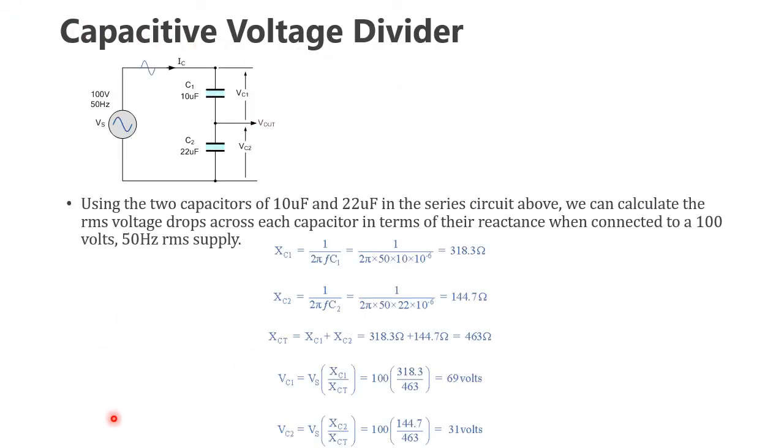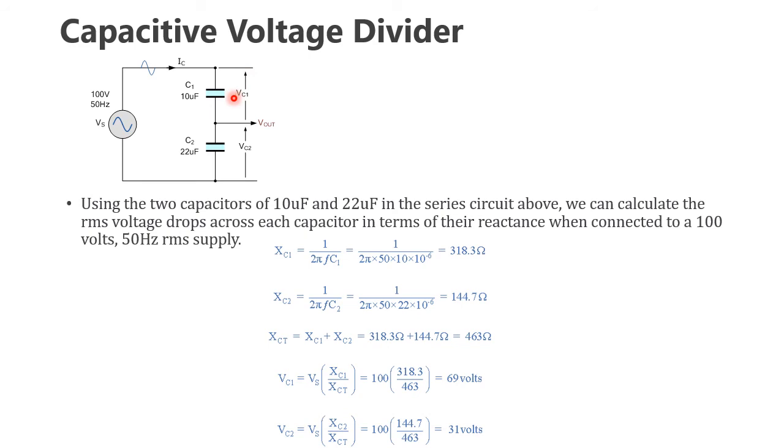Capacitive voltage divider. Using the two capacitors of 10 microfarad and 22 microfarad in the series circuit above, we can calculate the RMS voltage drop across each capacitor in terms of their reactance when connected to a 100 volts 50 Hz RMS supply. So in the question, there are two capacitors connected in series. Our question is we have to find the voltage drop across each capacitor.